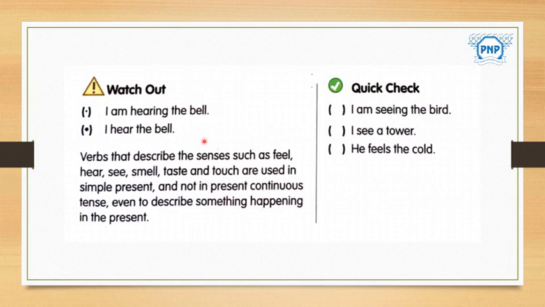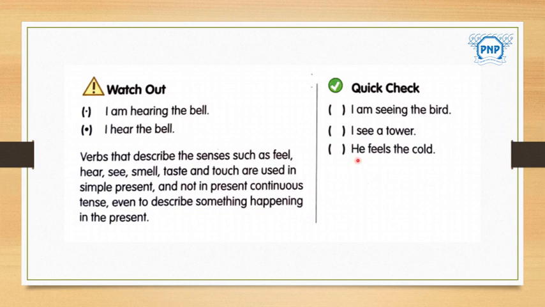Let's check quickly some of the facts. I'm hearing the bell? No, I hear the bell. Verbs that describe the senses such as feel, hear, see, smell, taste, and touch are used in simple present tense and not in present continuous tense. Correct? So whatever senses are there, you have to write in simple present tense only.